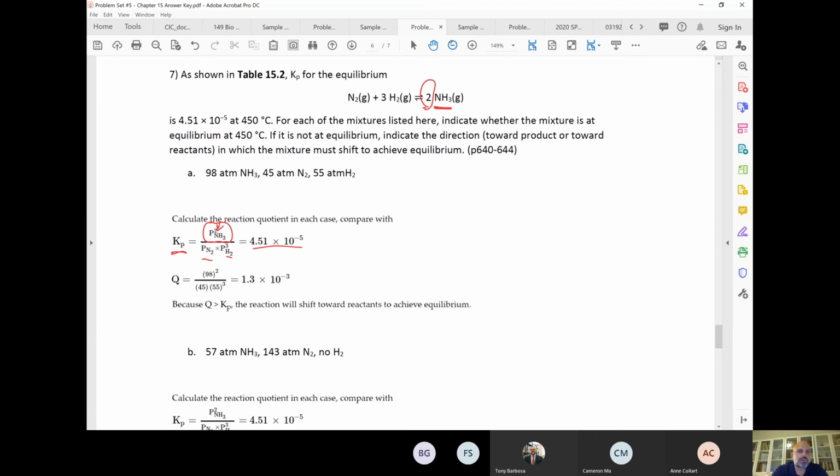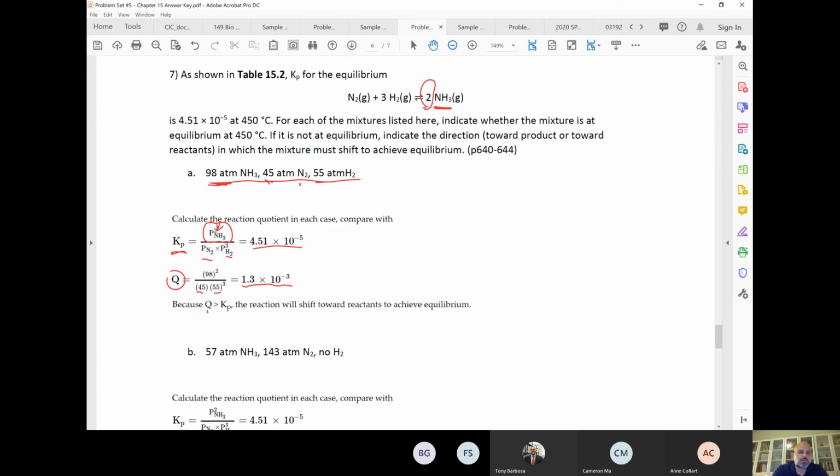To calculate our reaction quotient, we do the exact same thing. All we're doing is plugging in the data they gave us. So 98 squared, that's the amount of ammonia we have present, 45 is our nitrogen, and 55 is our hydrogen. We simply do the math and eventually calculate that we have 1.3 times 10 to the minus 3.